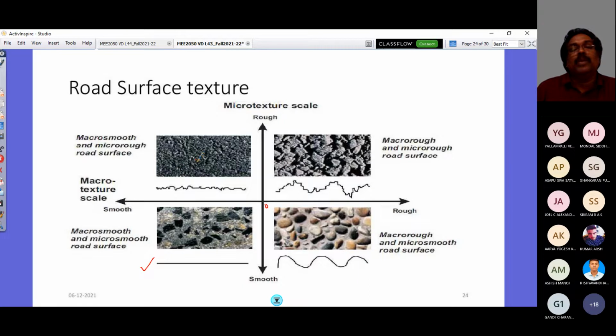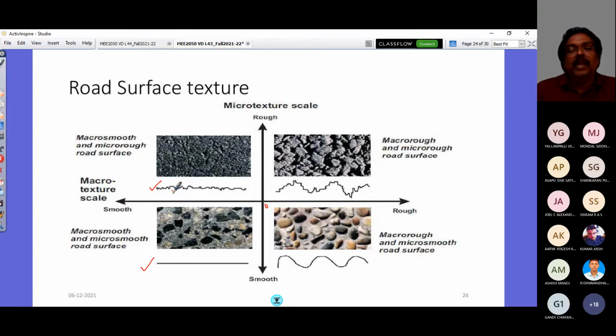So macro smooth and micro rough road surface is a proper blend of your bituminous binder with the aggregates, the stones, and then it is bound nicely, and this is the road. You have this undulation, randomized, but it is not so high as that of this. So this is a general asphalt road surface texture. Asphalt road surface texture is a combination of macro smooth and micro rough road surface, right?